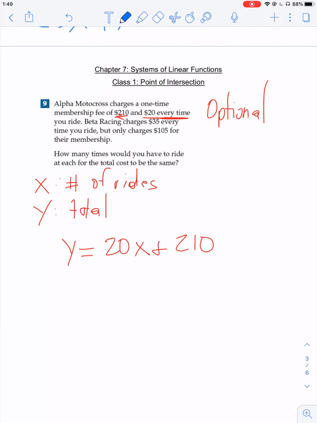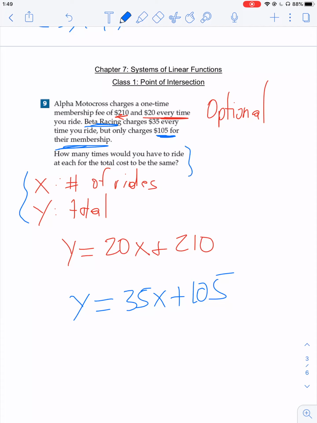Now, the other guys, Beta Racing, charges $35 every time you ride, but only charges $105 for their membership. So I'm going to use the same two variables, but I'm going to do this in blue. So the total cost will equal 35x plus 105. Now they are asking you how many times you would have to ride at each for the total cost to be the same. So they're basically asking you to find the point of intersection.